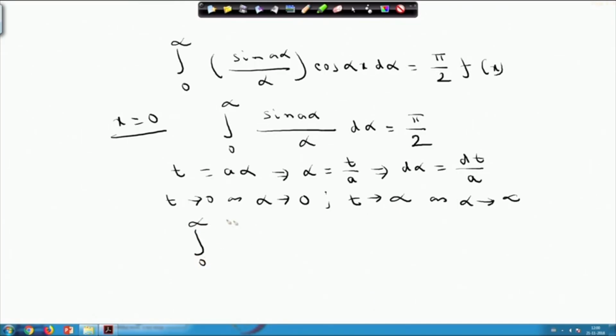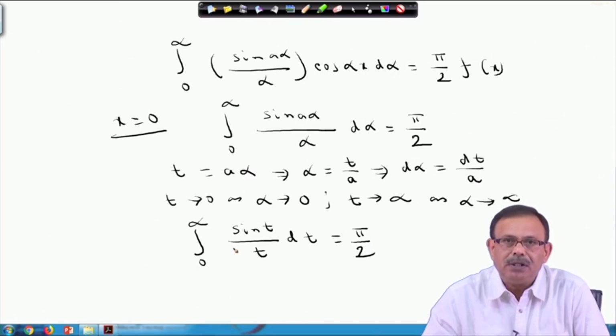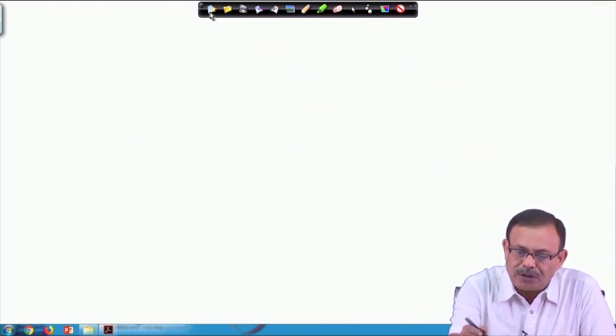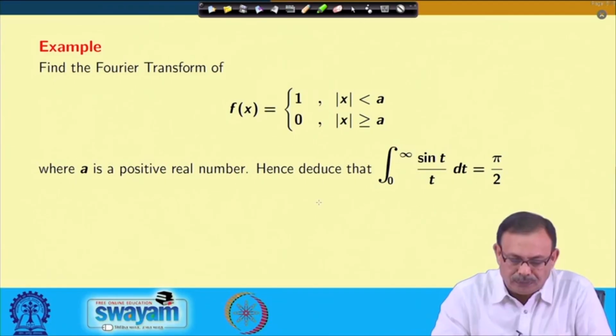So, 0 to infinity. Now, this will become sin t by t. This a will be cancelled over here. So, sin a alpha is sin t, and alpha equals t by a. This a will be cancelled from dt by a. So, sin t by t dt is equal to pi by 2, which completes the proof that 0 to infinity sin t by t dt is equal to pi by 2. So, just let us see it quickly.